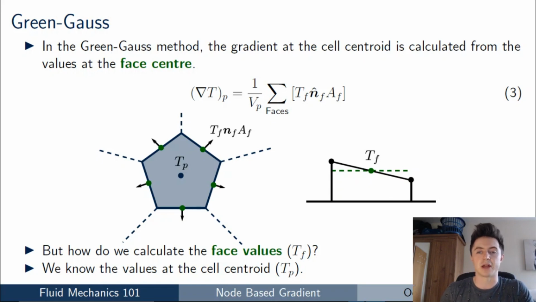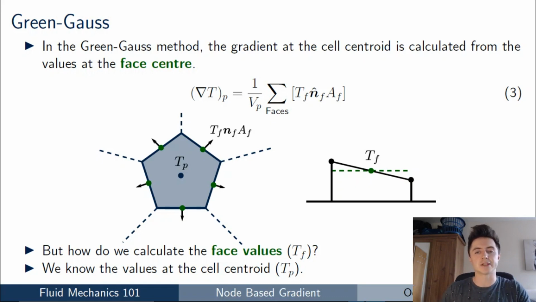In the Green-Gauss method, the way we calculate the gradient at the cell centroid is using the formula which you can see in equation 3 there. If you'd like to know how this formula is derived, I've put the complete derivation in my previous talk on the Green-Gauss cell-based gradient scheme. So if you haven't seen that, or if you've forgotten, I'd highly advise just quickly flicking back to that talk and having a look at the derivation.